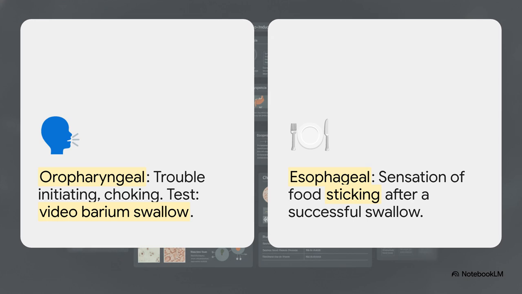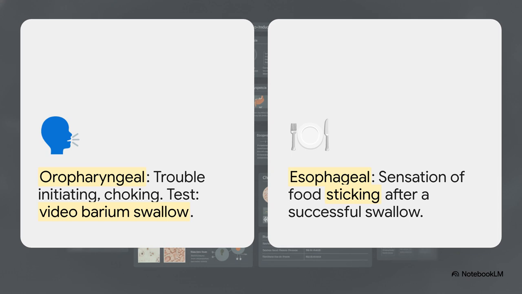So the absolute first step in evaluating dysphagia is strictly separating trouble initiating a swallow from the sensation of food sticking after a swallow has already occurred. Oropharyngeal dysphagia presents with your patient coughing, choking, having aspiration events, or even experiencing nasal regurgitation right as they try to initiate that swallow. Since this is a structural and functional issue up in the upper pathway, you evaluate it with a videofluoroscopic modified barium swallow to watch the actual mechanics of the throat.